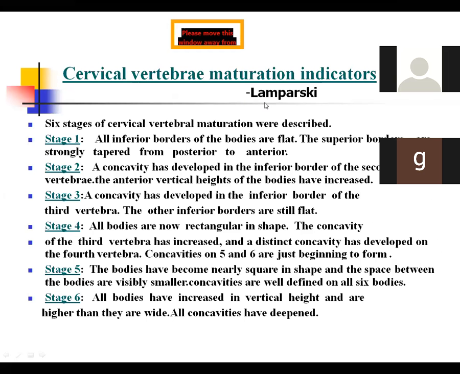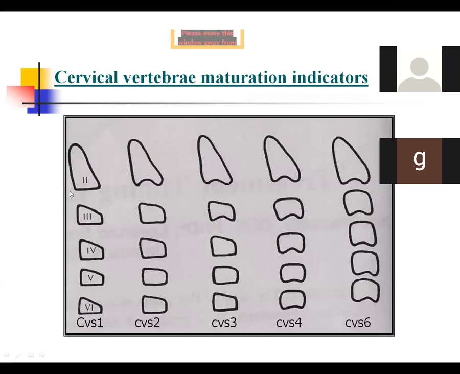So, the cervical vertebrae have 6 stages: stage 1, 2, 3, 4, 5, and 6. In stage 1, the inferior borders of the bodies are flat and the superior borders are tapered from posterior to anterior.